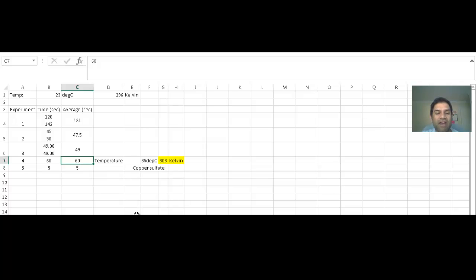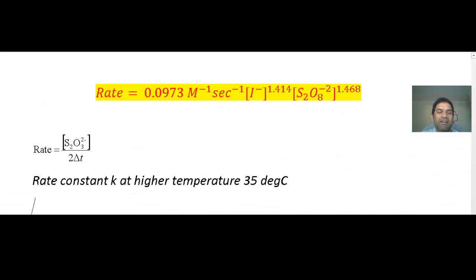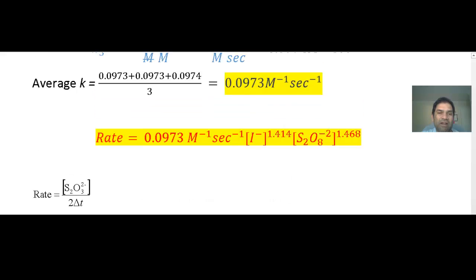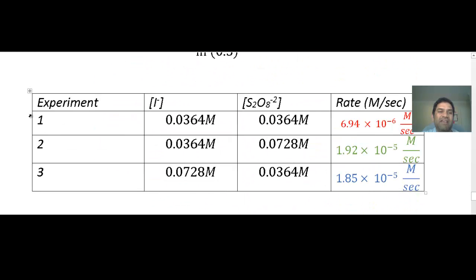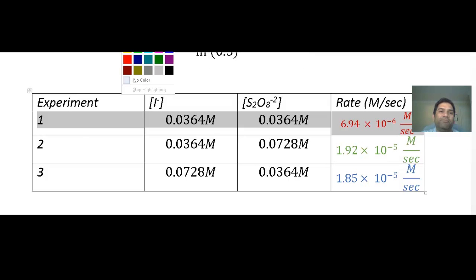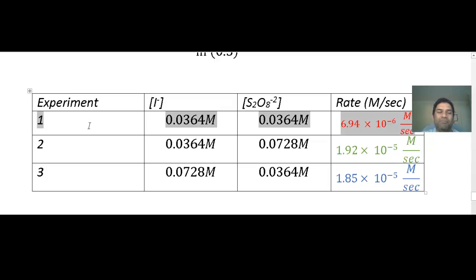So let's figure out the rate constant. Now, if you remember, if you read back in your lab manual, experiment 4 at the higher temperature was done at the exact same conditions as experiment 1. So I'm just going to shade this in gray to let you know that experiment 4 conditions, the one at the higher temperature, 35 or so degrees, was done under these same conditions.